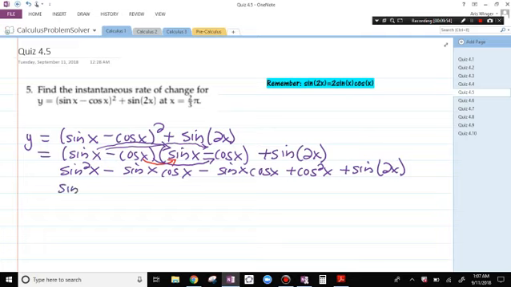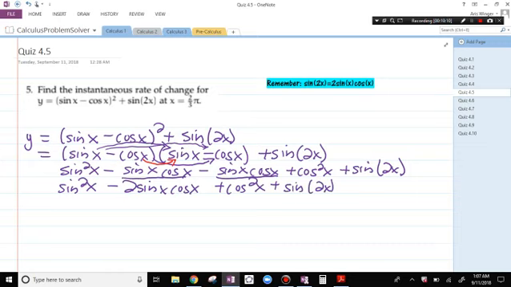When we simplify, we have sine squared x, and then minus one of these and another minus one of those, which makes minus 2 sine x cosine x, plus cosine squared x. Then all we're going to do is rearrange a little bit. This is then equal to sine squared x plus cosine squared x, grouped together, and then minus 2 sine x cosine x plus the sine of 2x.